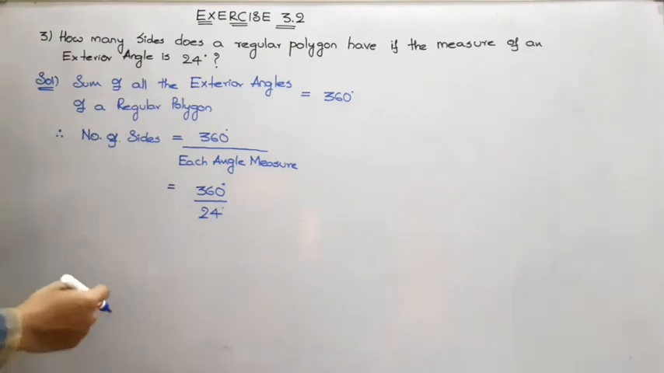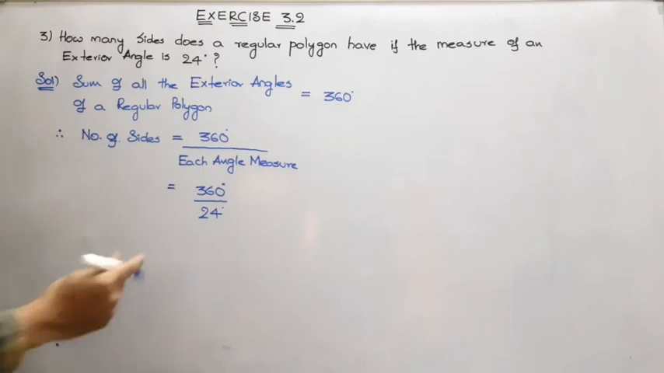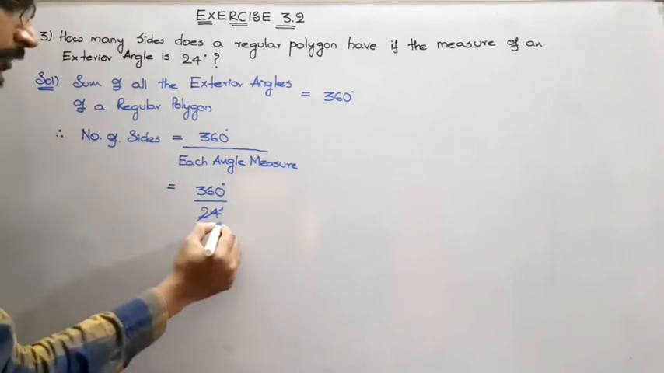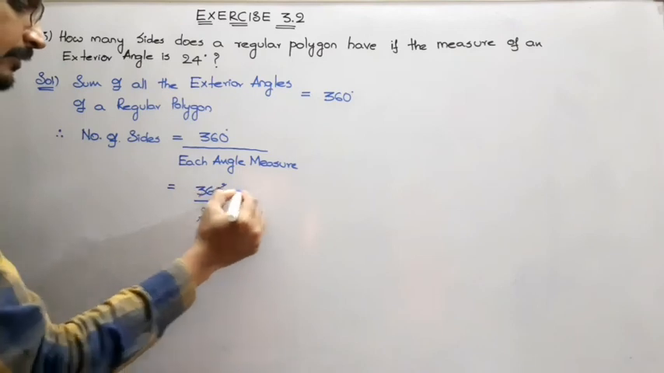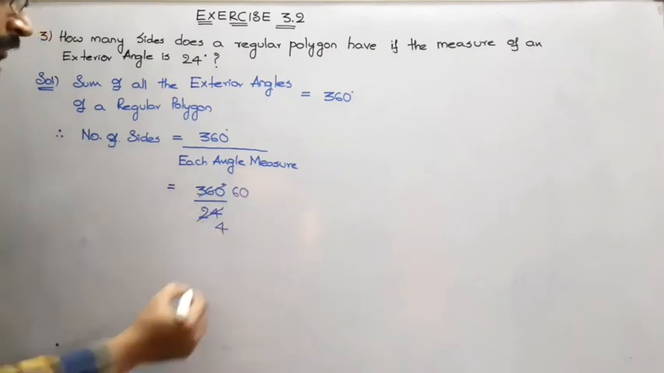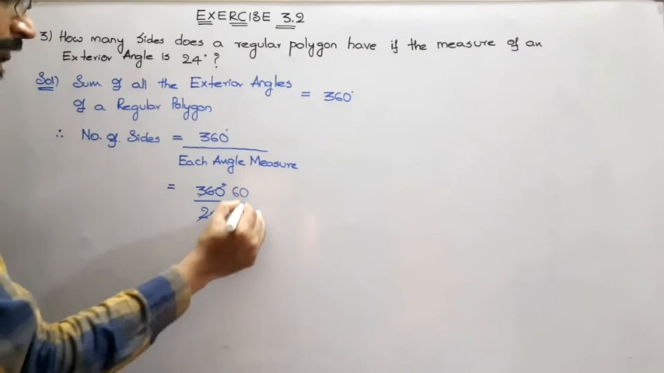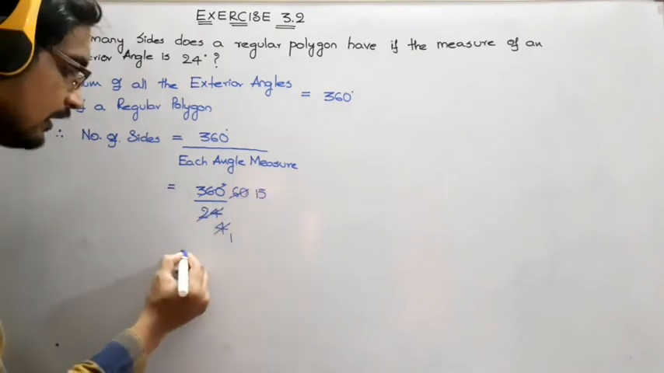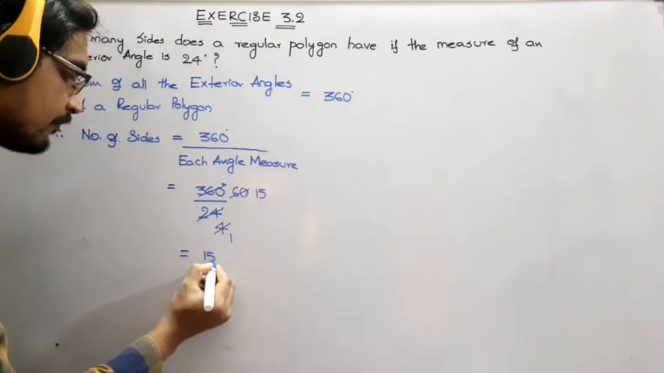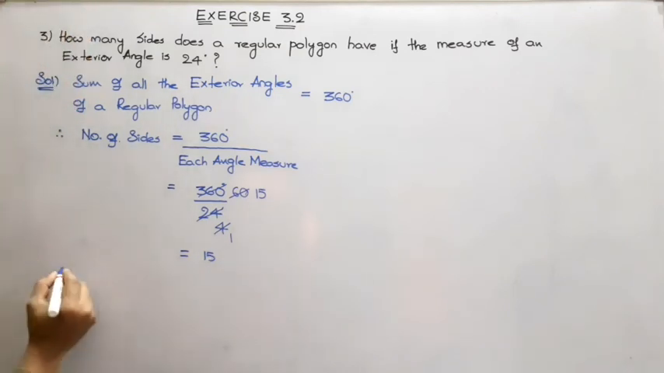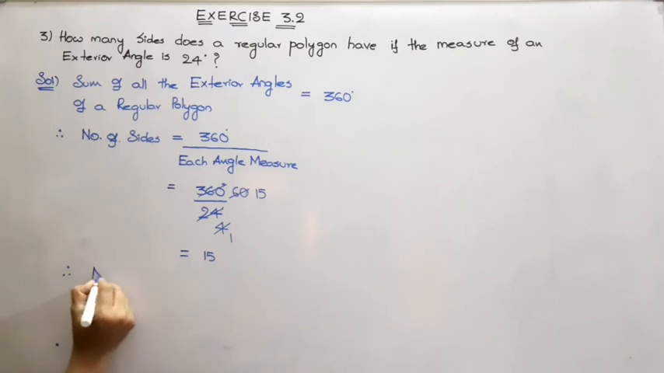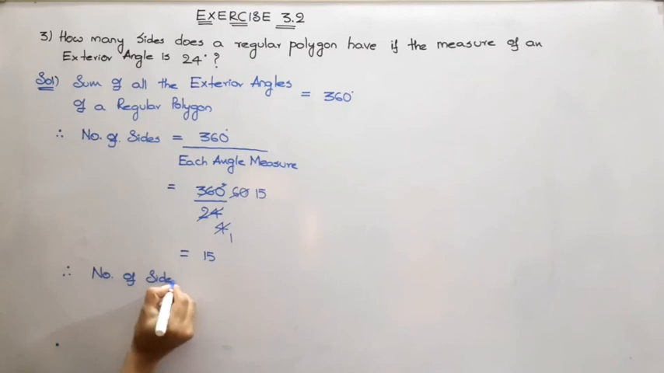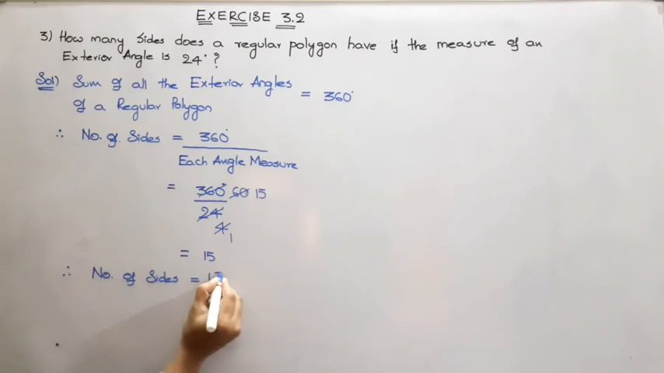Therefore, let us go with the 6 table directly. 6 4s are 24, 6 60s are 360. So 4 table, 4 1s are 4, 4 50s are 200. So that is equal to 15. So the conclusion: therefore, number of sides is equal to 15. Hope you are clear, children.